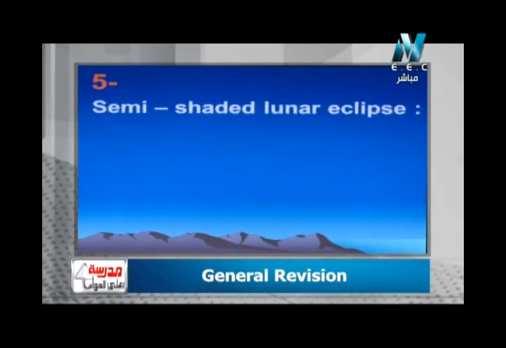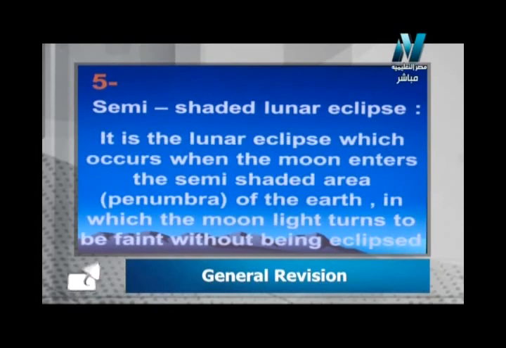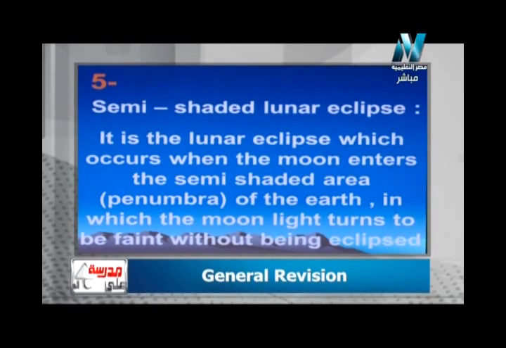Semi-shaded lunar eclipse. It's a very important definition, which means the lunar eclipse which occurs when the moon enters the semi-shaded area. All the moon, زي ما درسنا من شوية الدياجرام بتاع lunar eclipse، لما القمر كله يقع في منطقة البينامبرا هيبقى حاجة اسمها semi-shaded lunar eclipse.